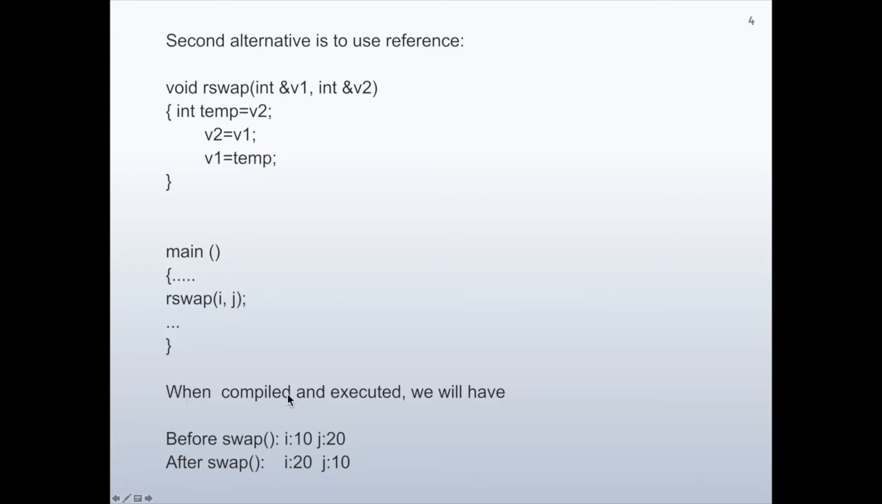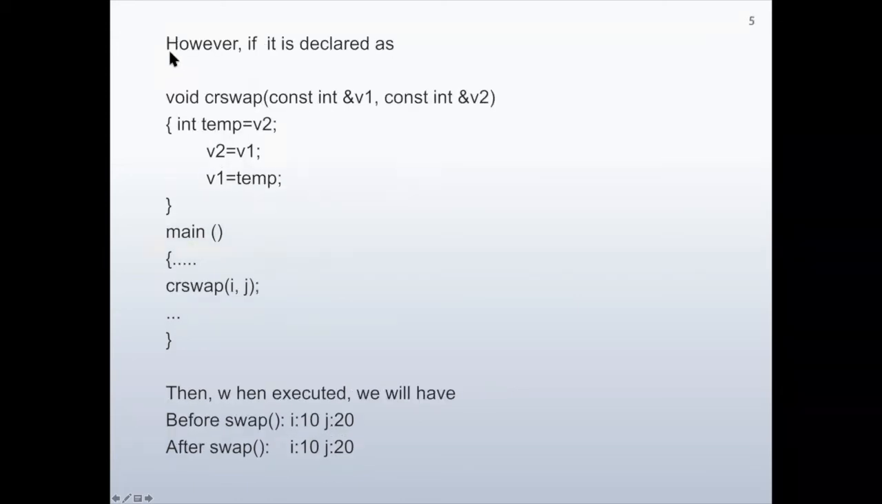When compiled and executed, we will have before swap i is 10 and j is 20. After swap, i becomes 20 and j is 10, as we desired. They are swapped.